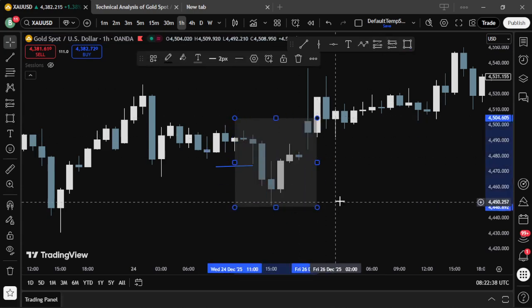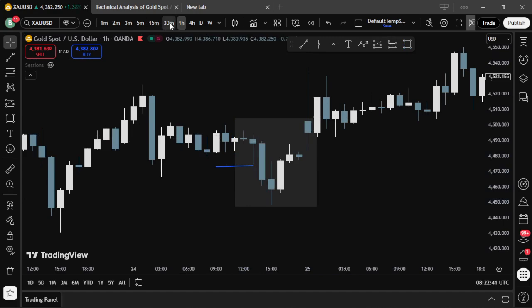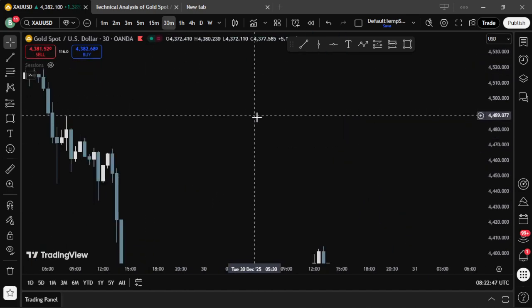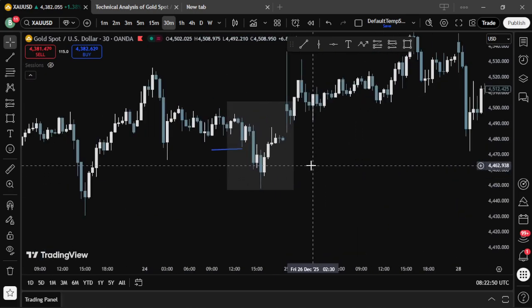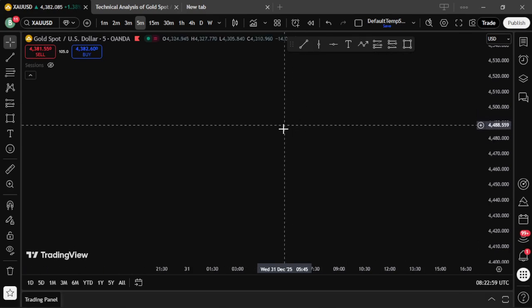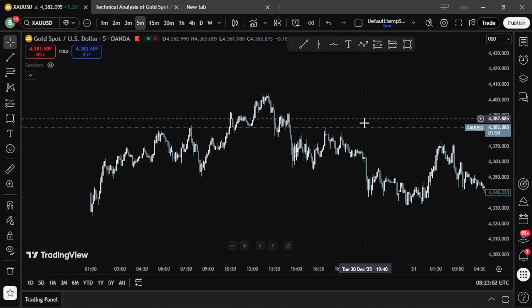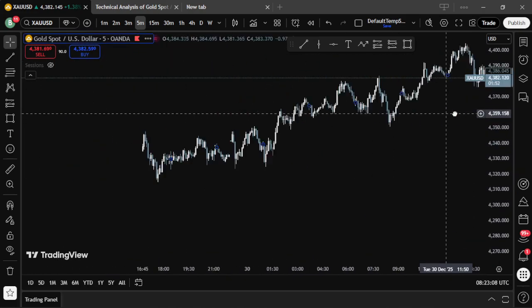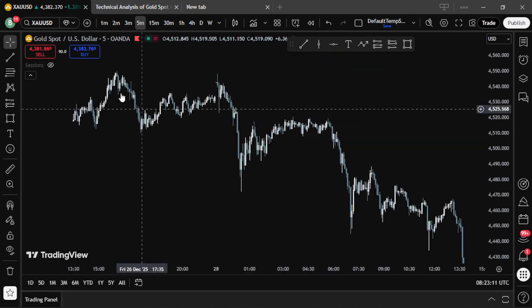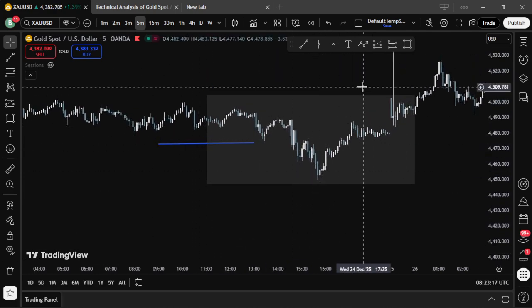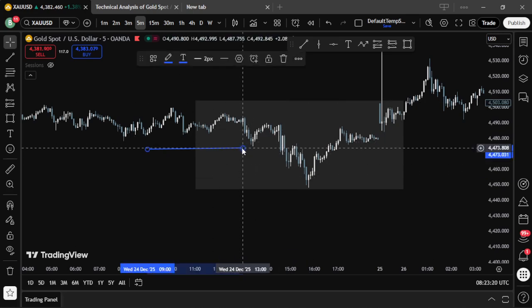Sometimes in TradingView, you go to the lower time frame and you miss the area that you're doing the analysis on. Okay, it's this area. TradingView should give us the option to go back to where you are already doing the analysis. MetaTrader has that.